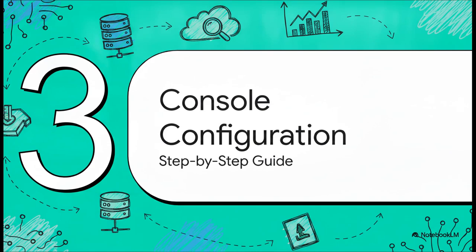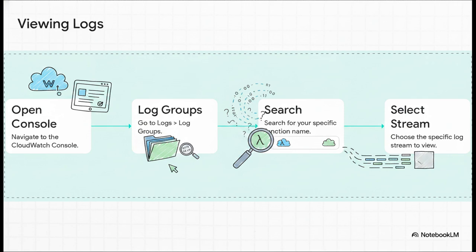Now for Section 3, step-by-step console configuration. Now that we understand the architecture, let's walk through how to actually set this up in the AWS Management Console. Imagine we're doing a live walkthrough. Step 1, you just open up the CloudWatch console. Step 2, head over to the left menu, click on the Logs tab, and navigate to Log Groups.